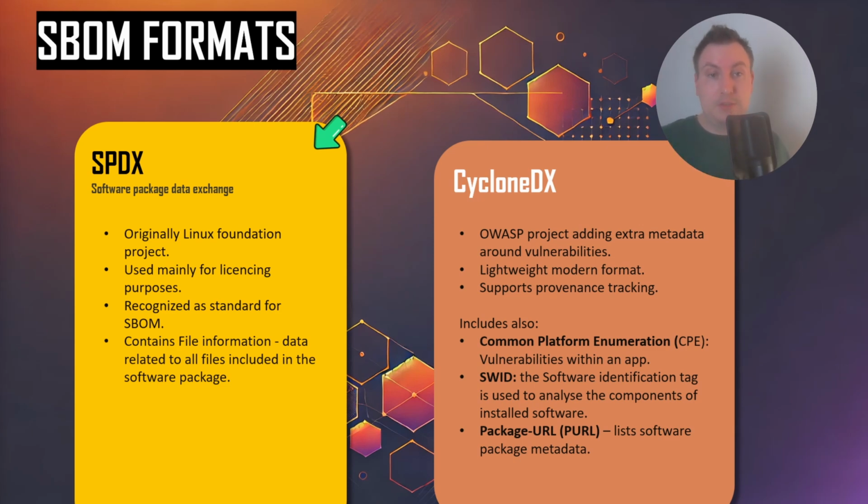And CycloneDX also contains extra data. It's a lightweight format, and it supports provenance tracking. Also very important, the SWID, the Common Platform Enumeration, and the package URL can be contained in SPDX, but the format is very different. So CycloneDX contains CPE vulnerabilities in the app, and it can also contain a software identification tag, and it usually contains the package URL, called purl. It's a very interesting name, and it lists the software package metadata.